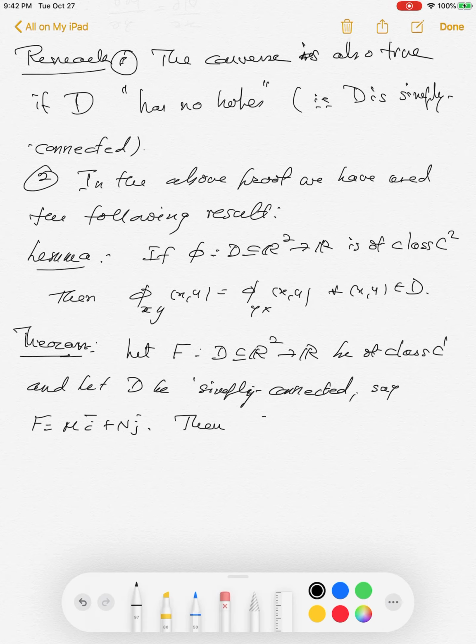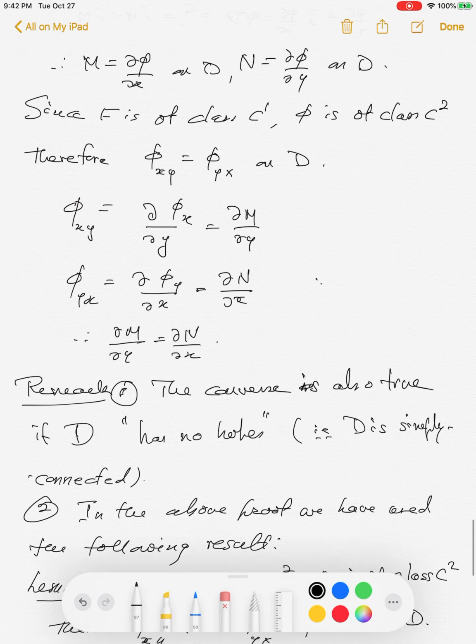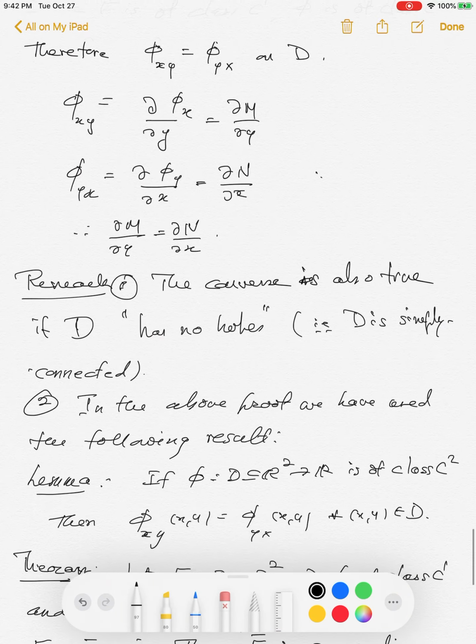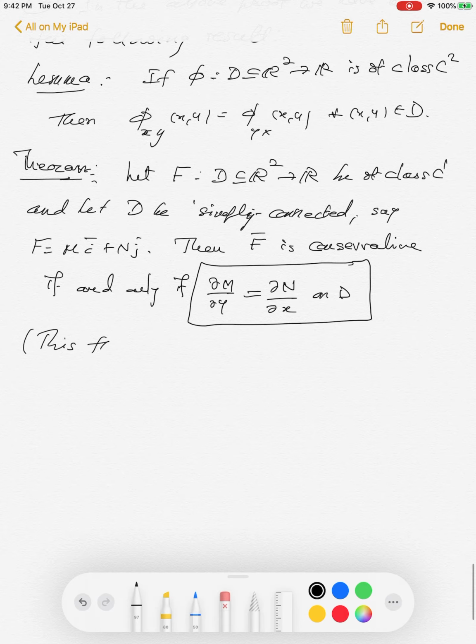So then you have the following. Say F is given by M i bar plus N j bar. Then F bar is conservative if and only if, we proved one implication. If F bar is conservative, we showed that dM/dy is dN/dx, and the converse also is true on D. So not at just one point, but at all points. So this theorem, along with the previous theorem that I mentioned, is called the fundamental theorem of line integrals.